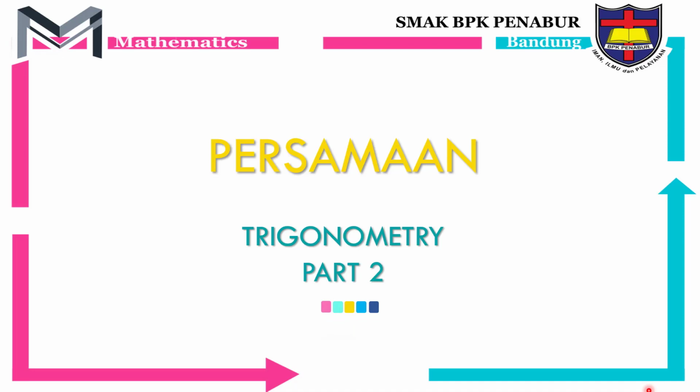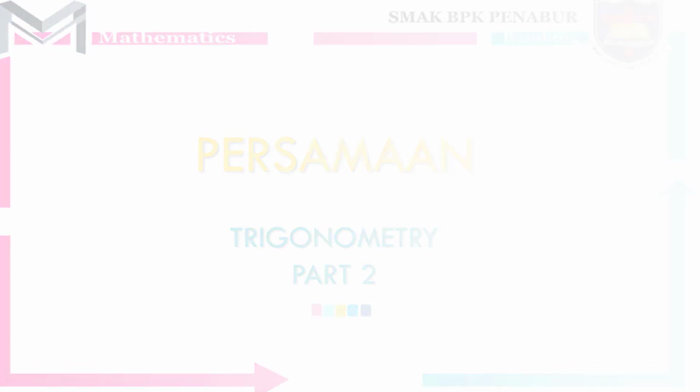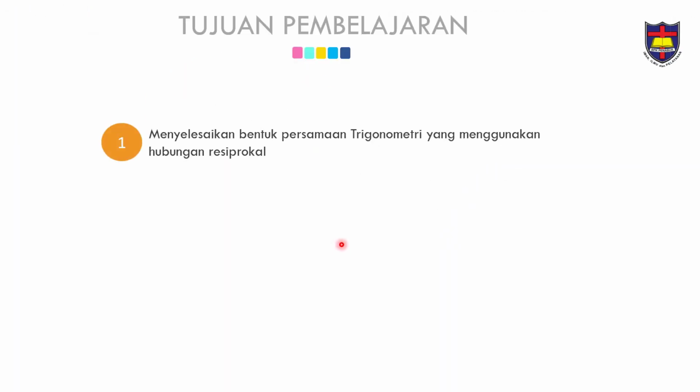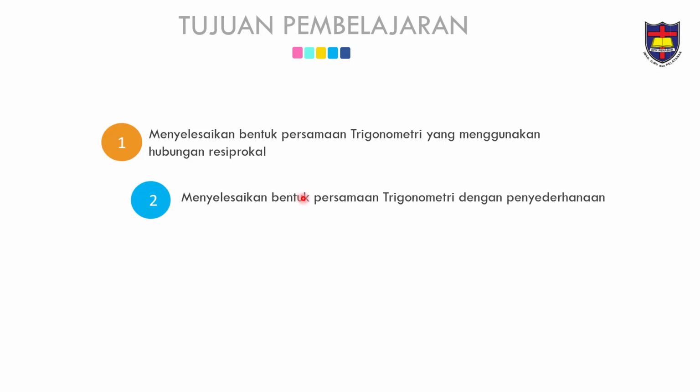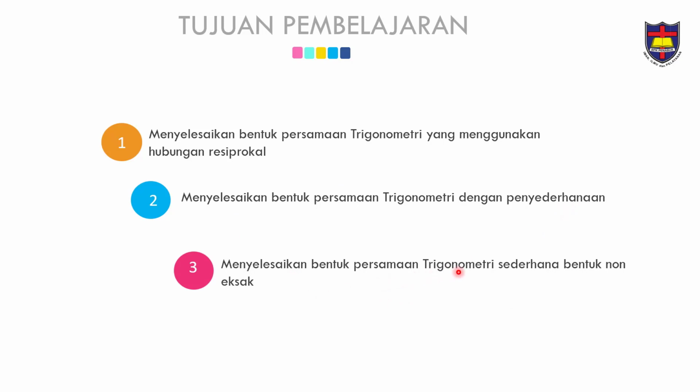So today we will learn about trigonometric equations, and this is the second part. What will we learn in the second part? First, we will solve trigonometric equations which have reciprocal relations. The second one, we will solve trigonometric equations with simplification. And the third one, solving trigonometric equations in non-exact form.